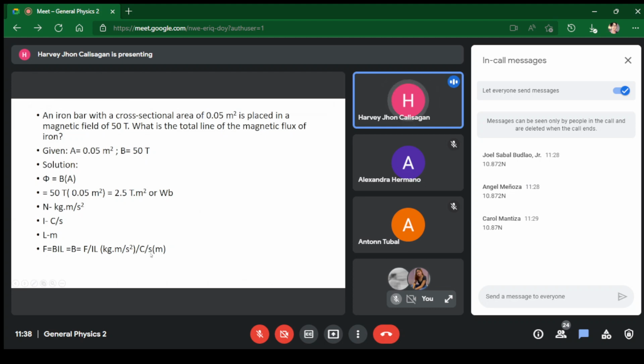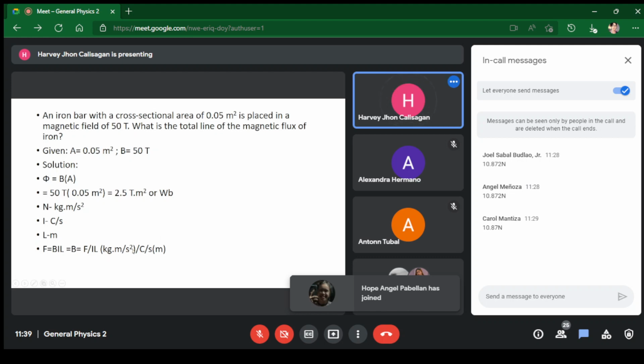seconds here. And then we'll try to multiply this one by the mass. So, kilogram meter squared per second per coulomb. So, class, kilogram meter squared per second per coulomb. So, or in short, Tesla.